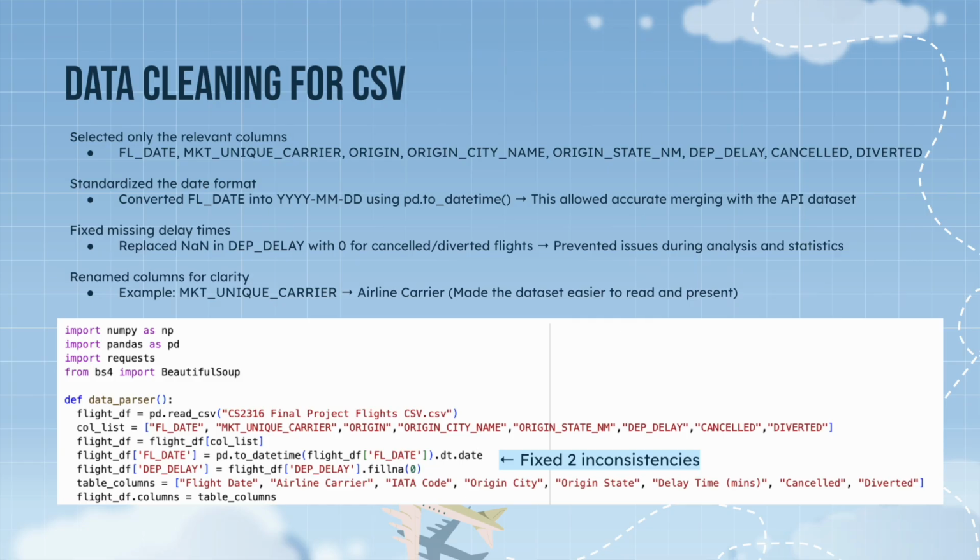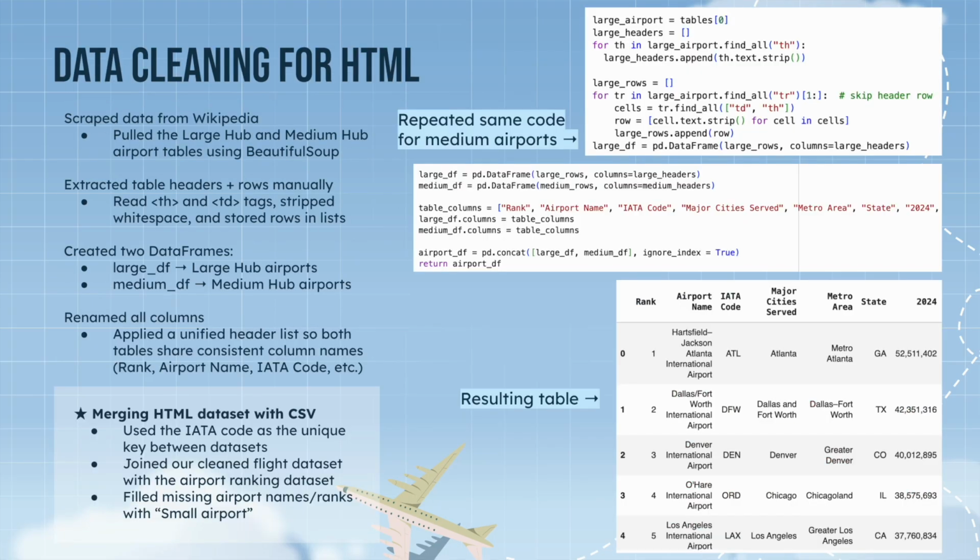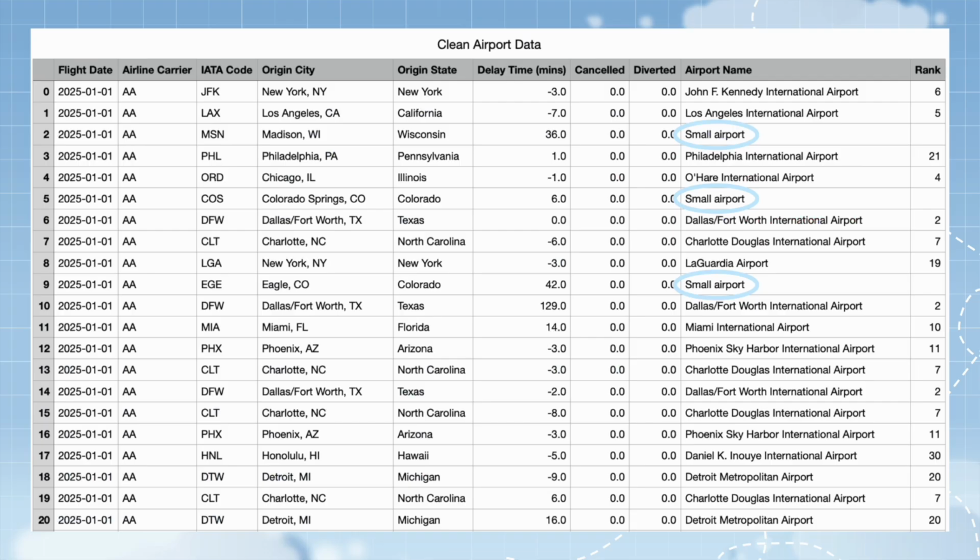For airport congestion data, we scraped Wikipedia to collect information on the busiest airports in the U.S. We pulled both the large hub and medium hub tables using Beautiful Soup and created 2 separate data frames. To ensure consistency, we applied a unified header list to rename all columns so that both tables shared the same column names. Finally, we merged this HTML dataset with our clean flight CSV using the IATA code as the unique key. This allowed us to attach airport rankings to each flight, and we filled missing airport names or ranks with small airport for flights not included in the top hub lists.